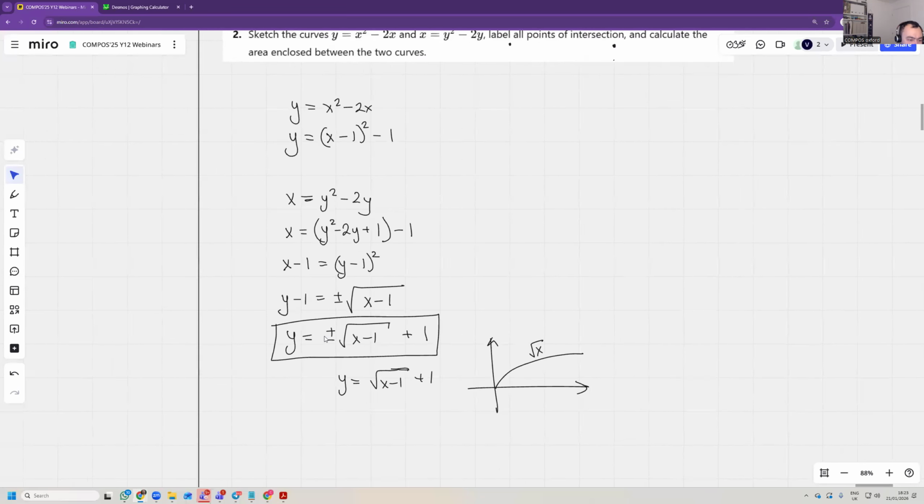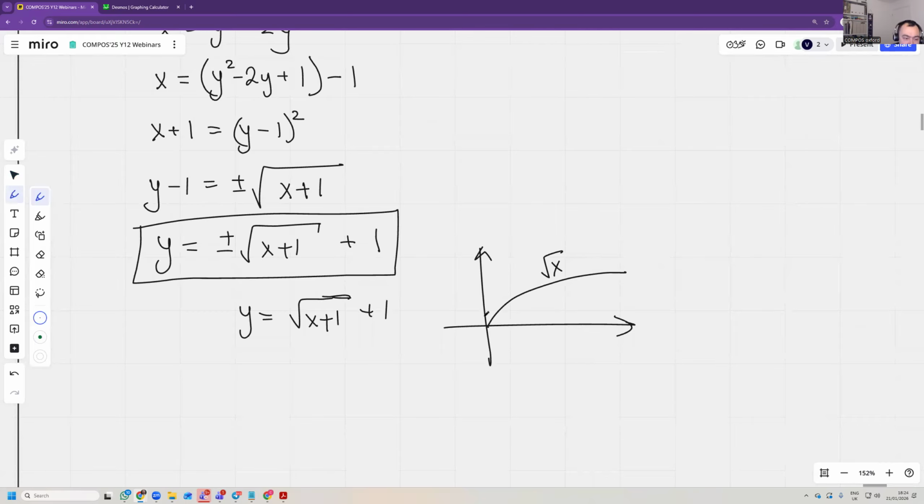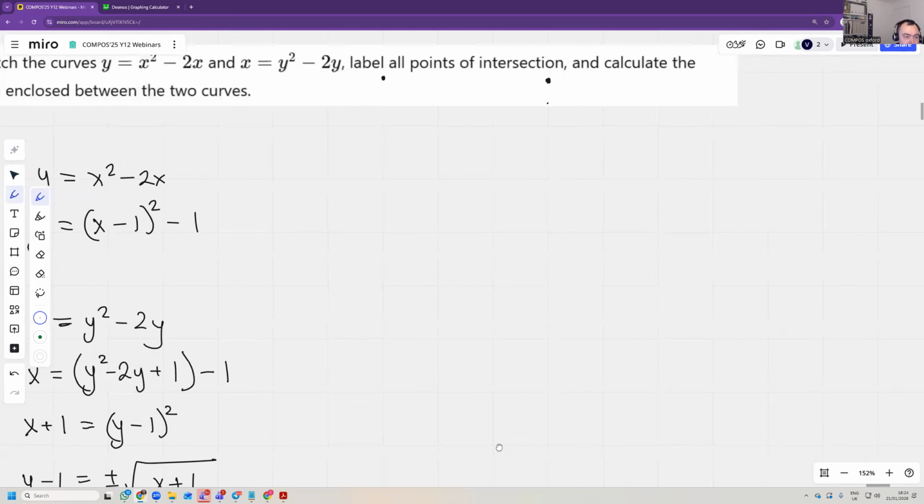Okay. It is plus 1, and so this is x plus 1 and x plus 1, and then minus 1. So plus 1 plus 1. So square root of x plus 1. So it's shifted to the left.